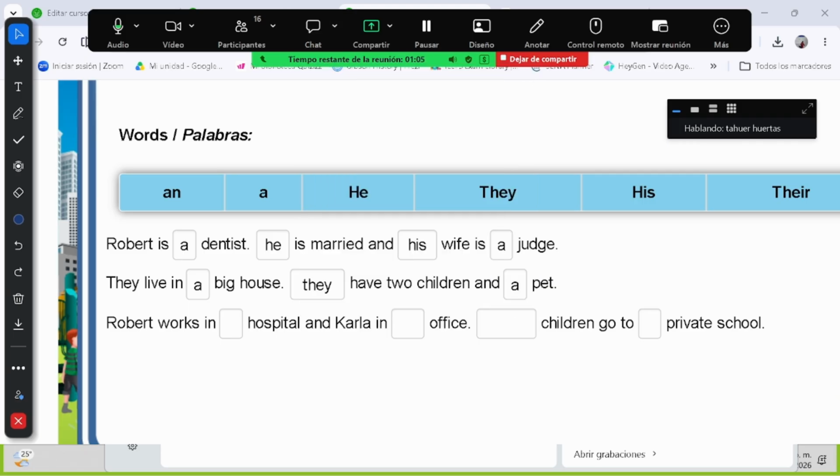Robert works. Yes, Luz is a. The next word. Robert works.